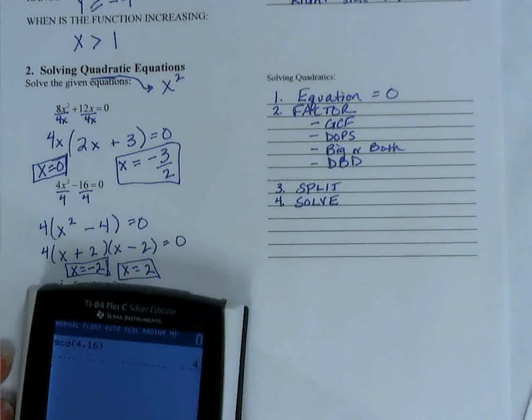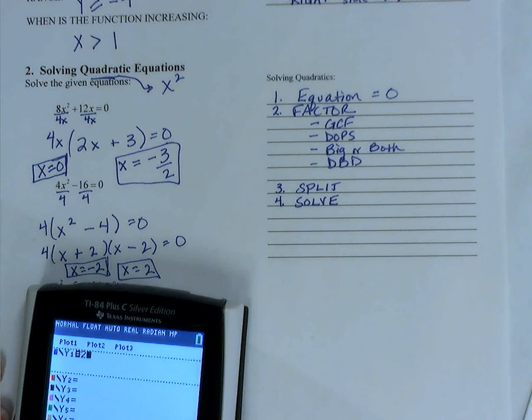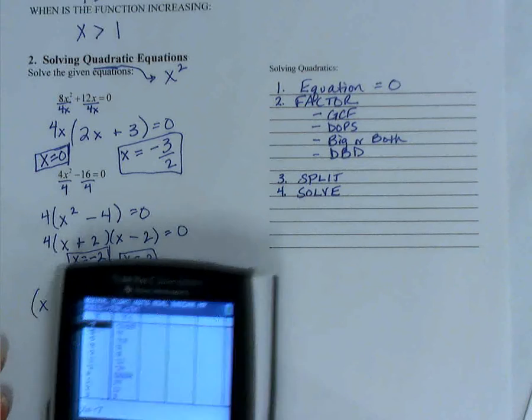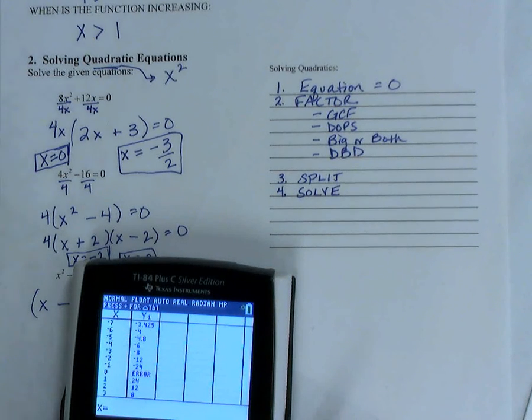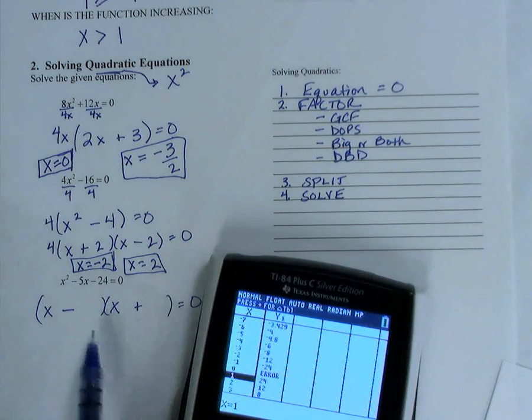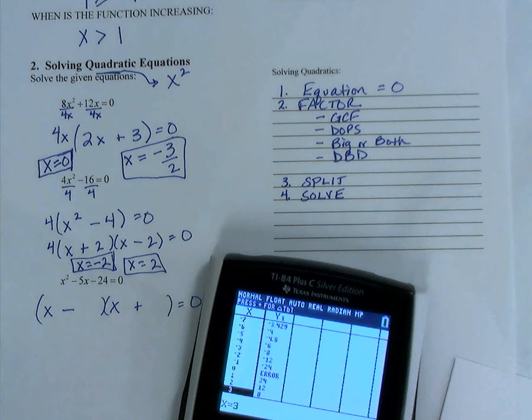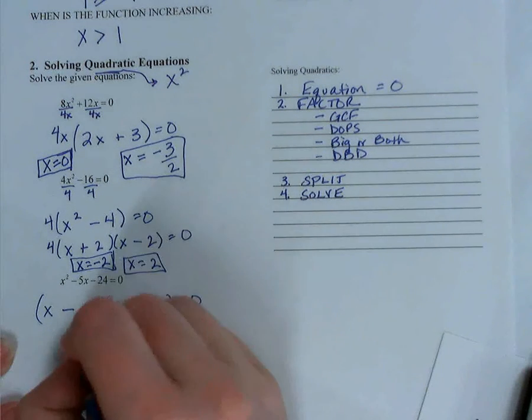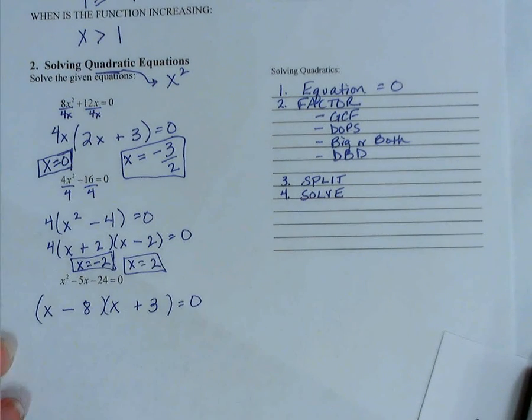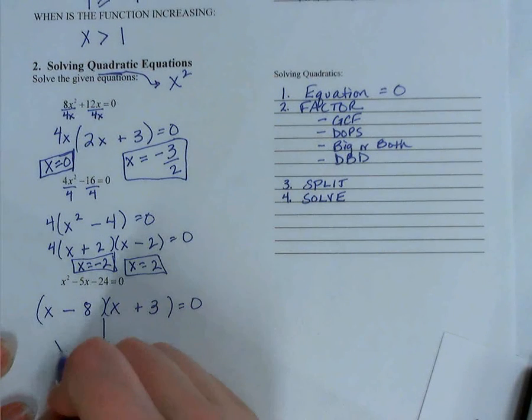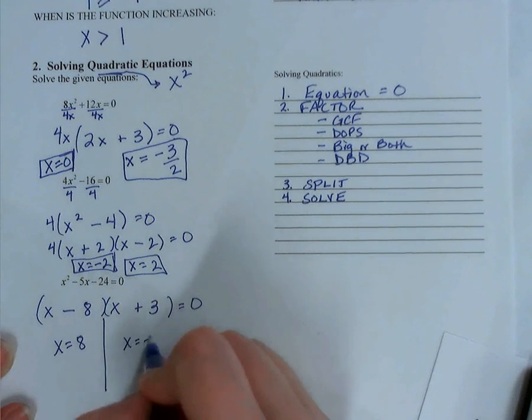So on my calculator, I'm going to go to y equals 24 divided by x. I'm going to go to my table, and I want to look for all the numbers that multiply to get me 24. So I have a 1 and a 24. But if I put them in here, I'm not going to get a negative 5. 2 and 12. If I put the bigger number in the negative, I'm not going to get a negative 5. 8 and 3, that one will work. The bigger number is negative, the smaller number is positive. It's factored, I split, and I solve.